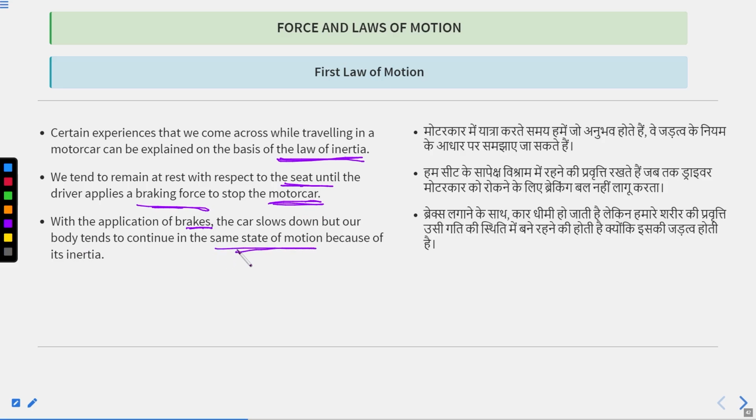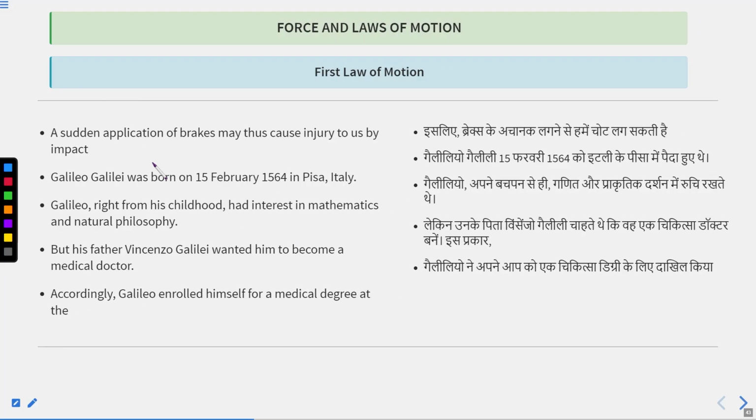You are sitting in a motor car, front seat belt on, and the motor car is in motion. The driver applies the brake, so the car will slow down, but our upper body will continue in this state of motion because of inertia. When the driver hits the brake, your body will move in the forward direction. A sudden application of brake may thus cause injury to us by the impact.